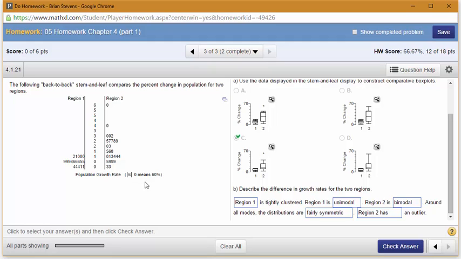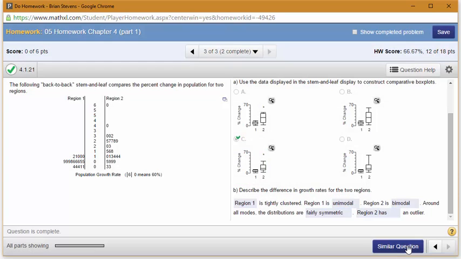So good quiz here to make sure you can figure out box plots and stem and leaf plots. And stem and leaf plots are just histograms with the numbers. That's got it. And good luck.